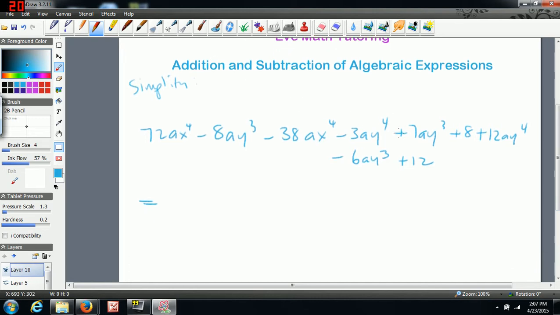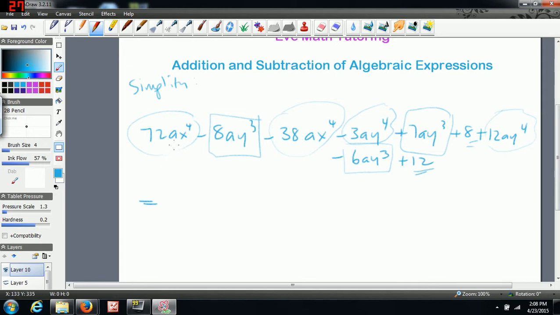Now, first thing I have to do is figure out what my like terms are. So these two are definitely like each other. Do I have any other ax^4s? No, I don't. And then ay^3, those two go together. And then the ay to the power 4s go together with each other. The numbers are like terms. And then this one here also goes with these two, so that can get a square around it. Okay, so first thing you want to do is identify all your like terms.